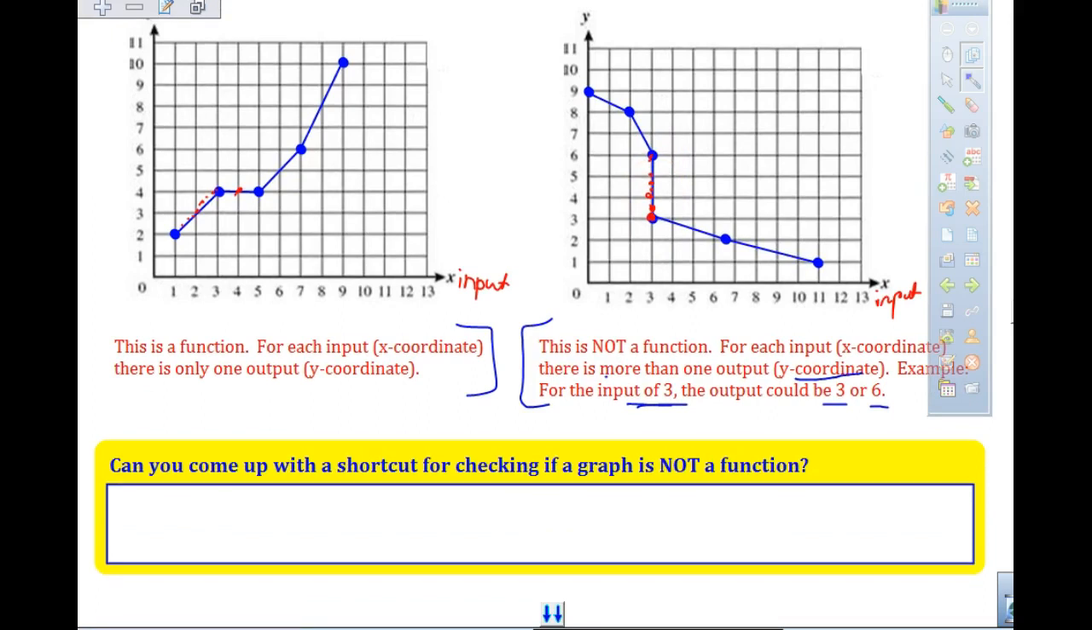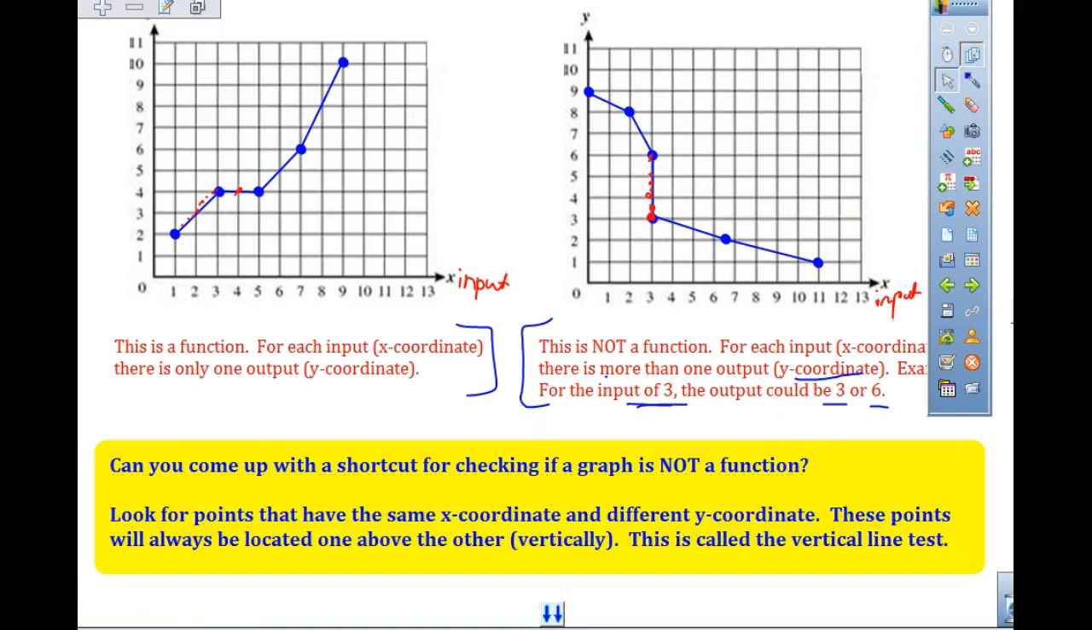So it says, can we think of a shortcut for checking if a graph is not a function? What kind of a line is this right here that goes across, up and down? Vertical, whereas here it's horizontal. Are horizontal lines going to be functions? Yes. Are vertical lines going to be functions? Definitely not.